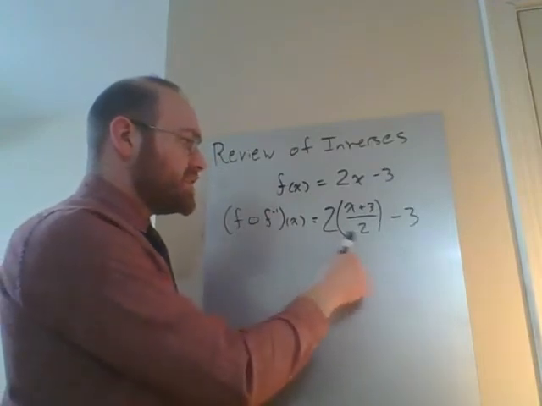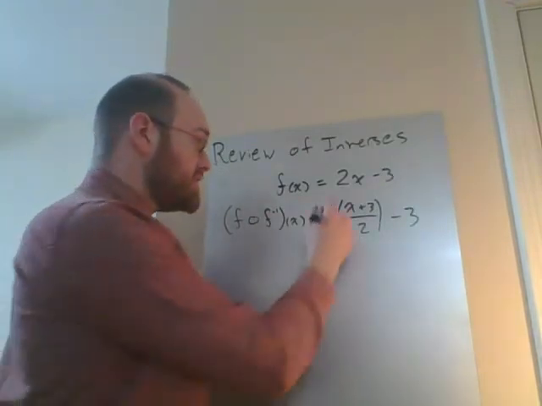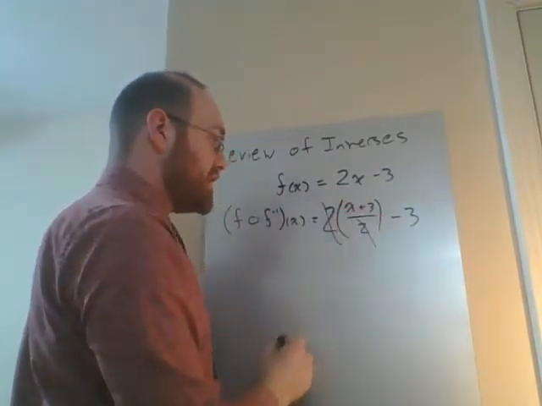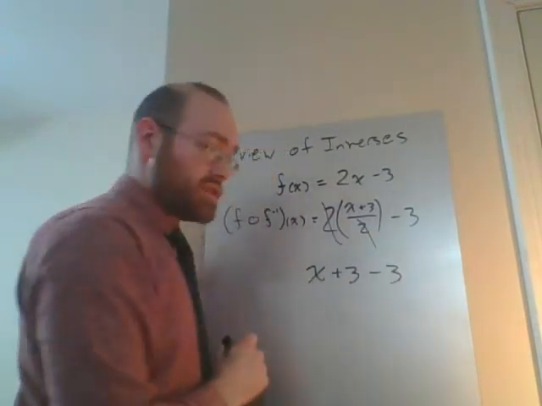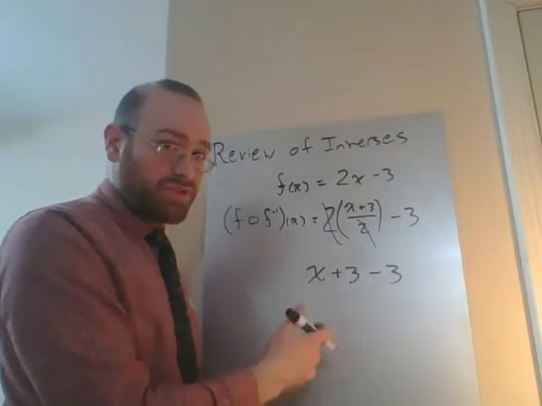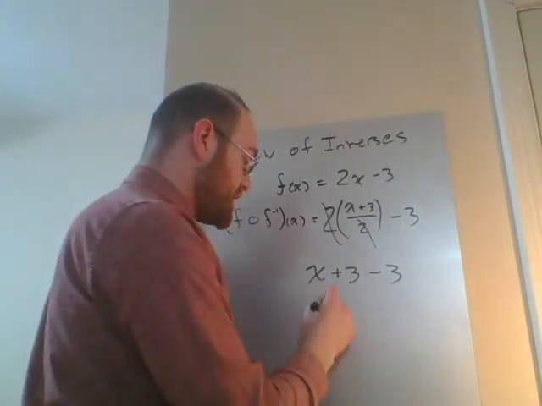The first thing we do is simplify. And we can see that this 2 and this 2 cancel out. So we're just left with x plus 3 minus 3. Plus 3 minus 3 is 0. So we're just left with x.